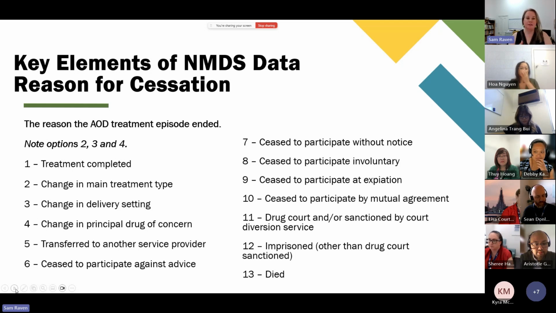So at the front end with the client, nothing really changes for them. But for the purpose of the NMDS, yes, you would close a treatment episode and you would open a new one. But in terms of referral, meaning what you would count as referral.